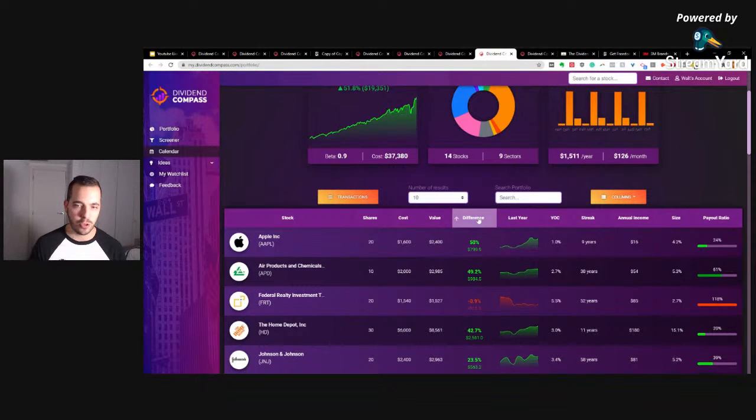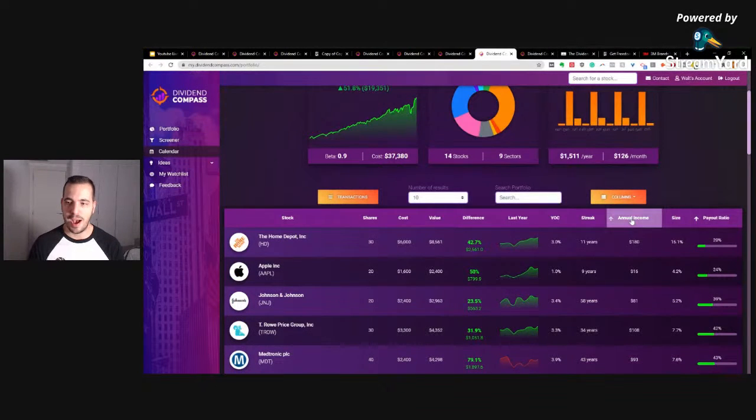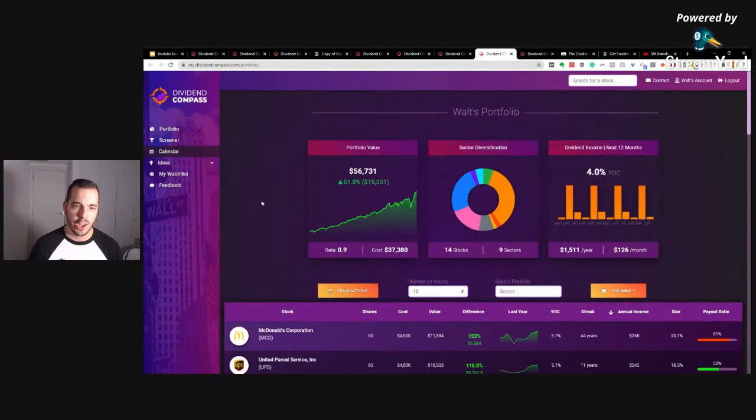You can filter by difference, by payout ratio, by the amount of income that particular position will give you. It's pretty cool. Over here, you can see the price of the portfolio. At the moment, what this does is it tells you how this particular portfolio would have performed over the last 10 years.